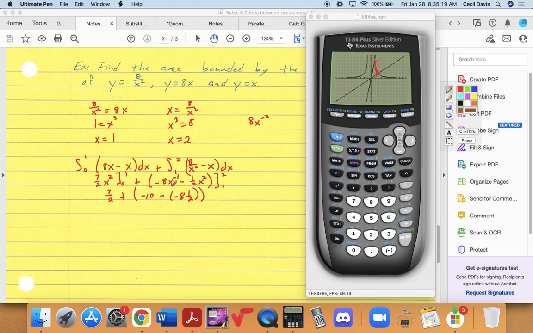That's negative 8x. So the derivative of that is 8x to the negative 2. That's right. The derivative of this is negative x. That's right. At 2. Oh, stupid. Negative 8 times 2 to the negative 1 is negative 4. A little bit of difference.